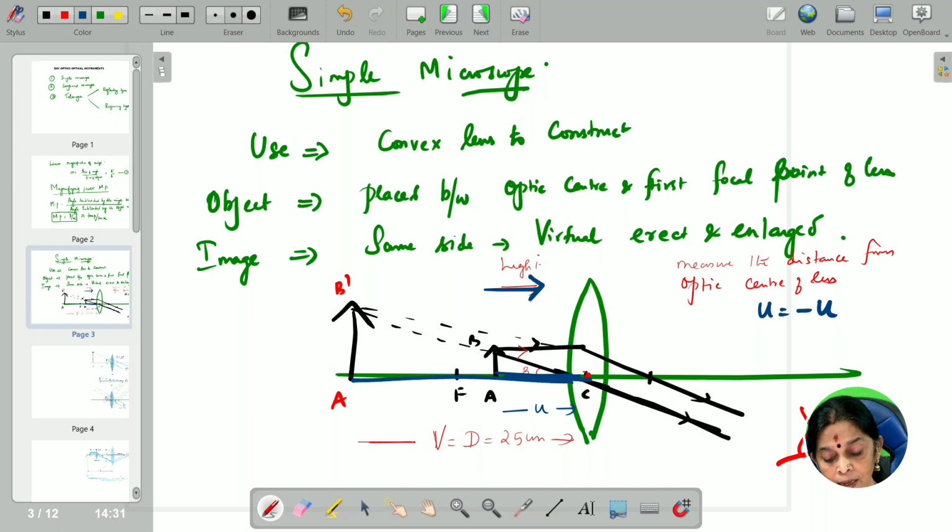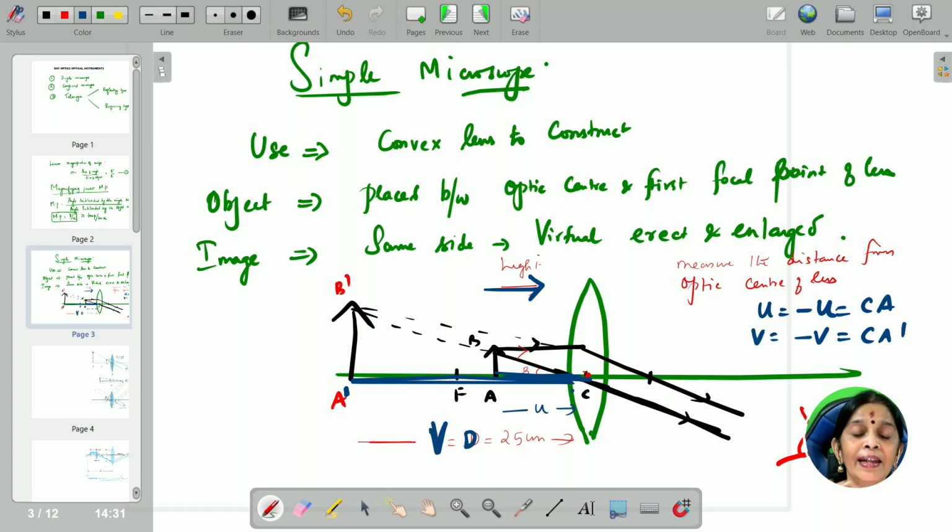Tell me what is V here, the V distance. So, that is also CA dash. CA dash is the V distance. U is minus u, so that is nothing but CA, and V is nothing but minus V, which is equal to CA dash. But we are adjusting to get it at normal vision 25 centimeter. So, therefore, V is nothing but capital D, which is called 25 centimeter at LDDV. Okay, the angle made by the image is beta, the angle made by the object is alpha, but both are at LDDV.